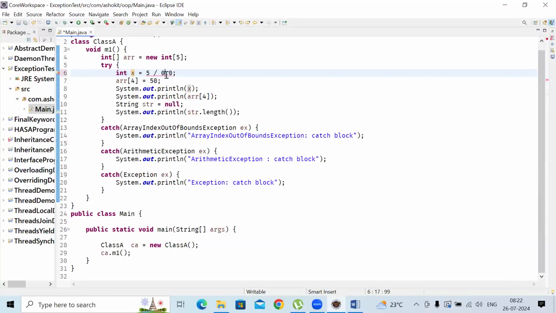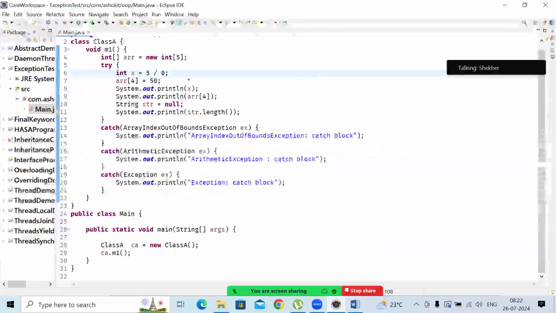This is 5 by 0. Tell me now, at line number 6, could you tell me what will occur at line number 6? Arithmetic exception.